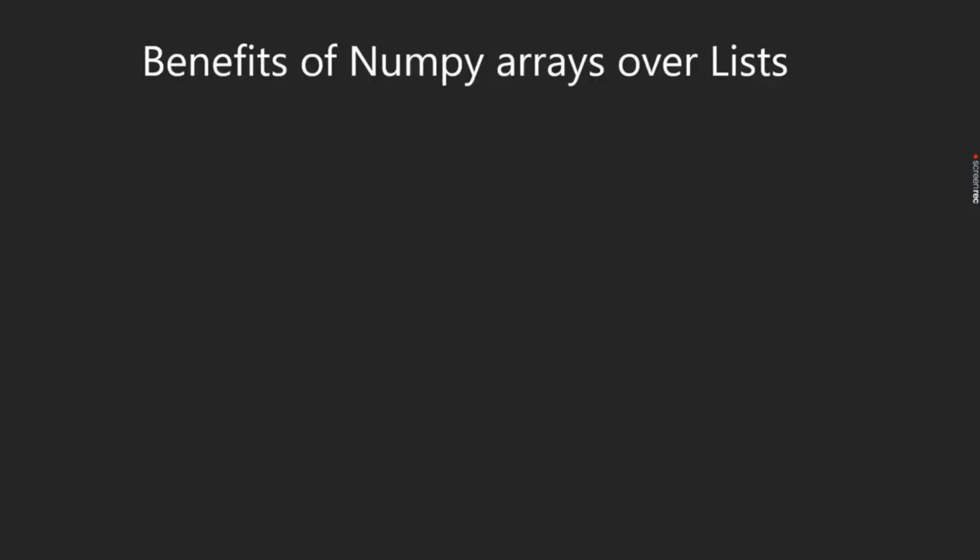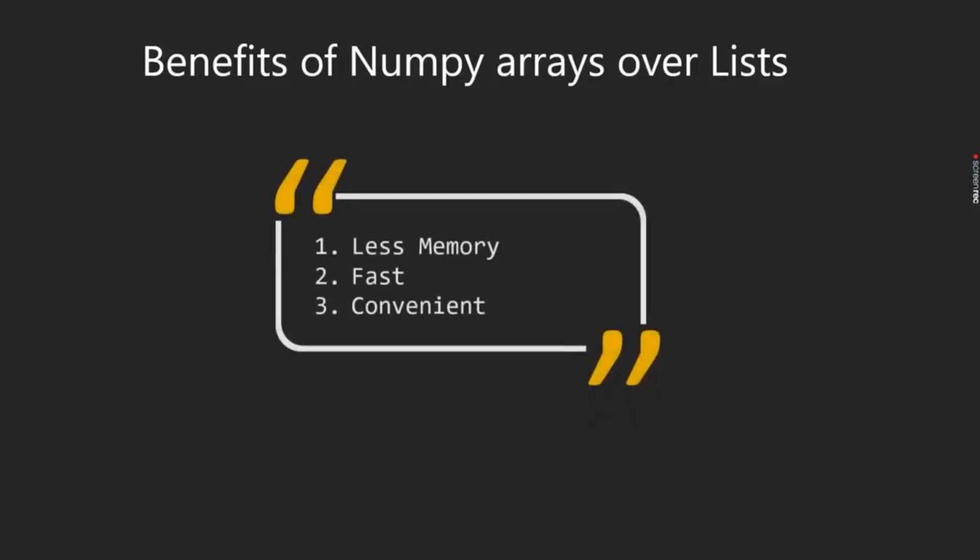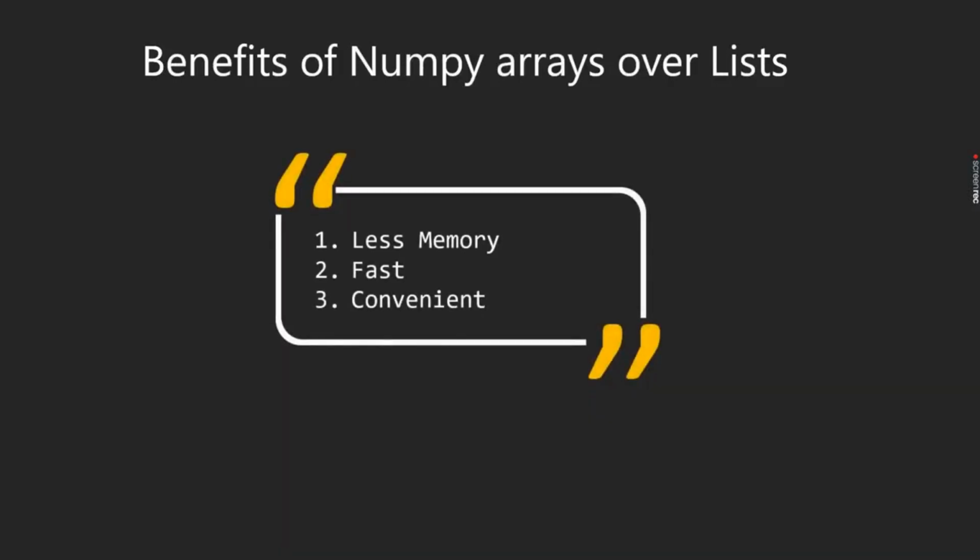Today in this video we are going to look at the benefits of NumPy arrays over lists. The benefits of NumPy arrays over lists are that NumPy arrays occupy very little memory, and NumPy arrays are very fast when compared to lists, and they are very convenient to use. I am not going to stop here; rather, I am going to give you the proof for it. So now let's move on to our Jupyter notebook.